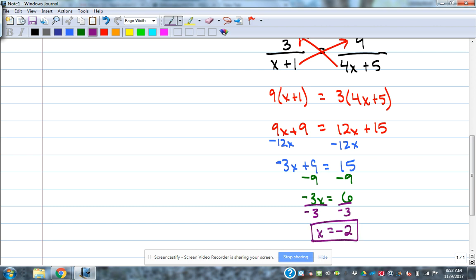All we got to do is check that against our restrictions. Remember, our restrictions were x can't be negative 1 and x can't be negative 5 over 4. Negative 2 is neither of those, so that means we keep that answer. If it does match one of the restrictions, then you throw that answer out. It's called an extraneous solution. So more than likely, when you have a restricted value and an answer that match, you've probably got another answer as well. You got more than one. Most of the time, that's the case. I won't say it's all the time, but it's most of the time.